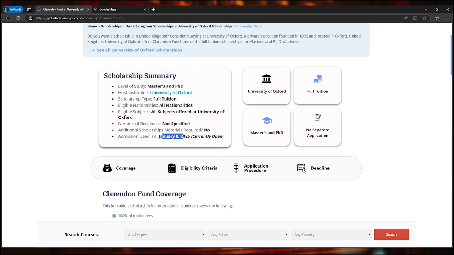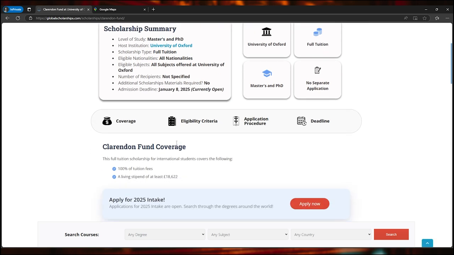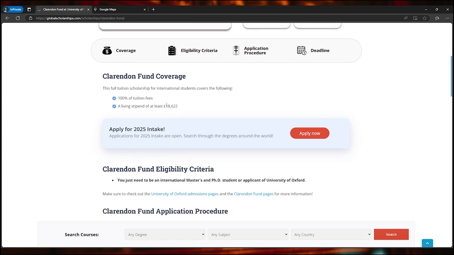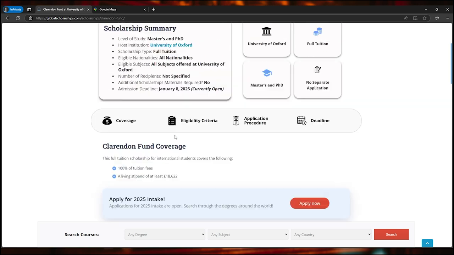Anyway, the application deadline is January the 8th. This is full tuition because it covers 100% of tuition fees, and then an £18,000 living stipend. This is pretty much the same anywhere in the United Kingdom. If a university is giving away living stipends, this is kind of a fixed amount, updated every year. That's what they estimate your living expenses will be. Obviously, if you are living in a very expensive place like London, you might not be able to afford everything with this. But yes, this is yearly, by the way.